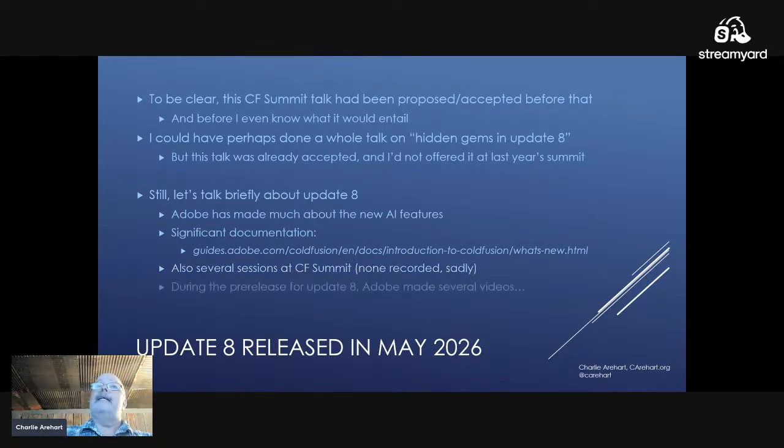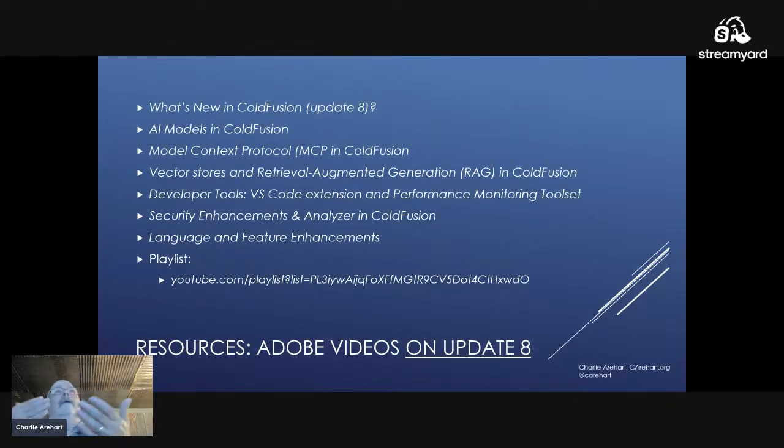So if you're interested in the AI stuff, I'll just point out they did do several videos during the pre-release. And I'm talking about the pre-release of update 8, earlier this year, like in April of this year. They did several videos, so check out this page full of them. First was what's new in update 8, and that covers some of this generic stuff I'll mention in a moment. And then the AI models and the model context protocol, MCP, and then vector stores, and RAG, and the developer VS Code, and Perfmon, and security analyzer, and language and feature enhancements that sometimes don't have anything to do with AI. So again, check out that video for more on that stuff.